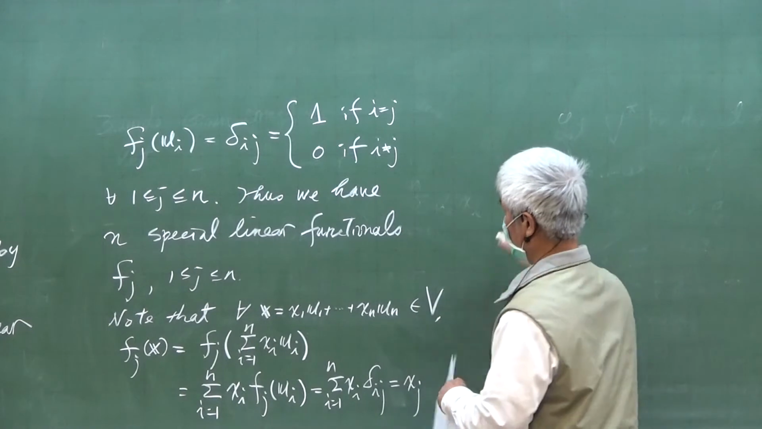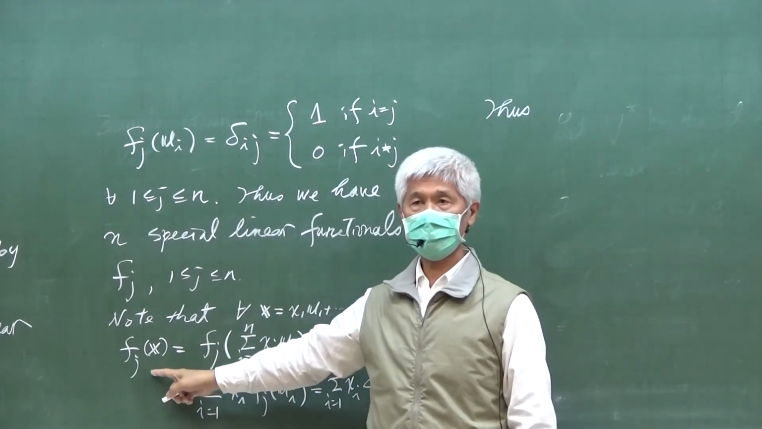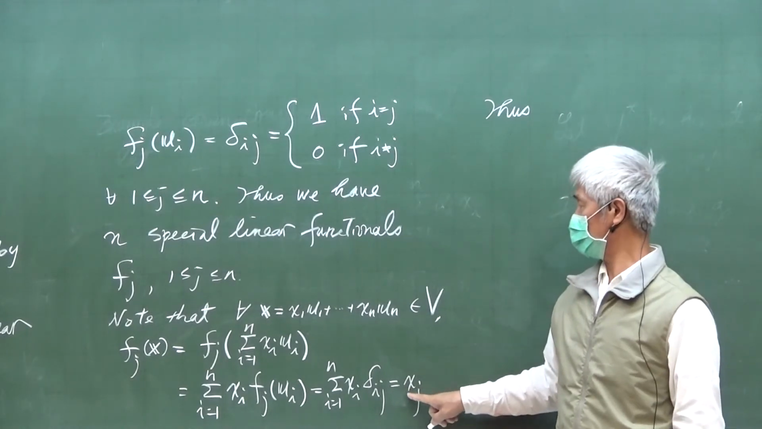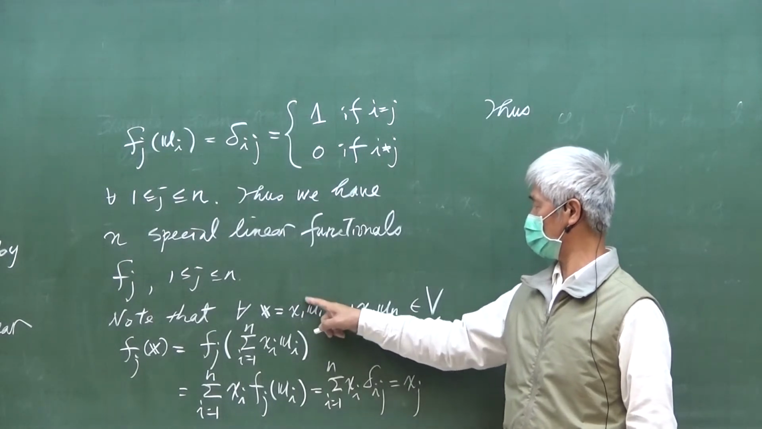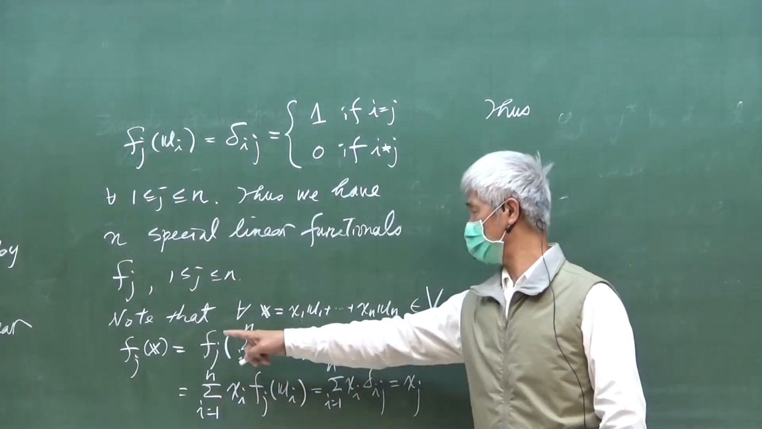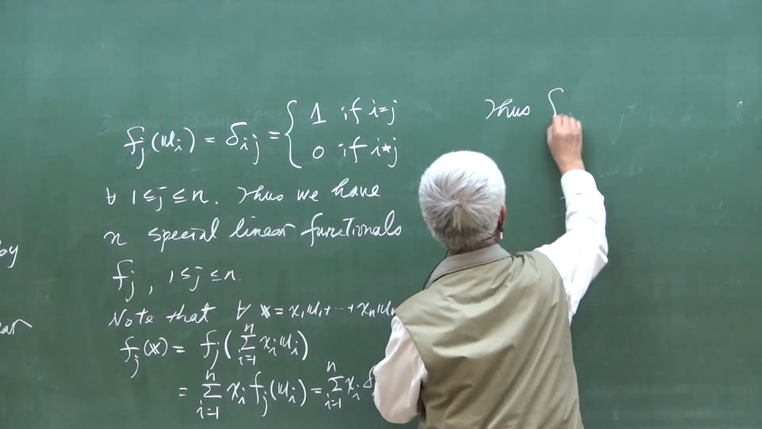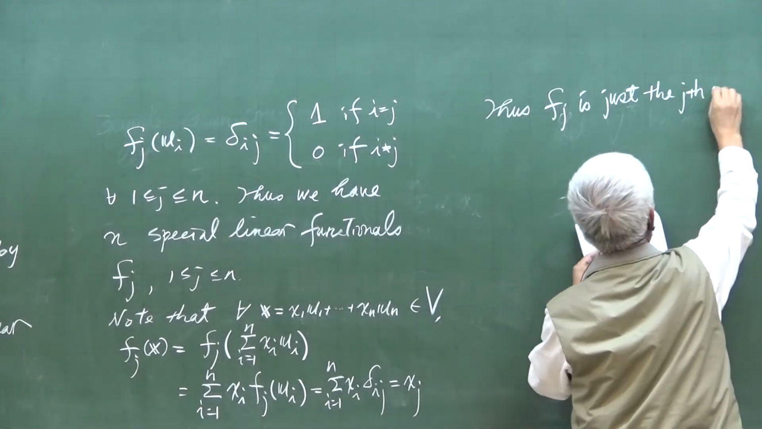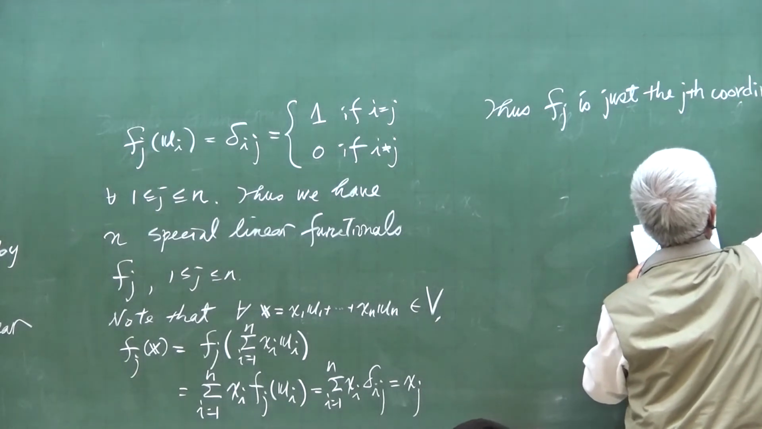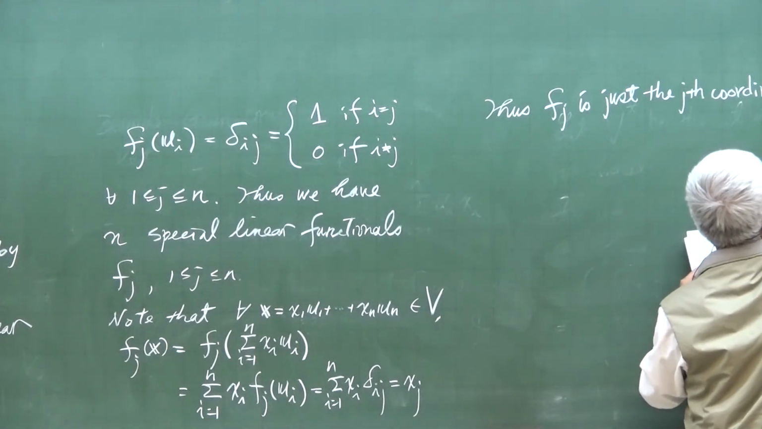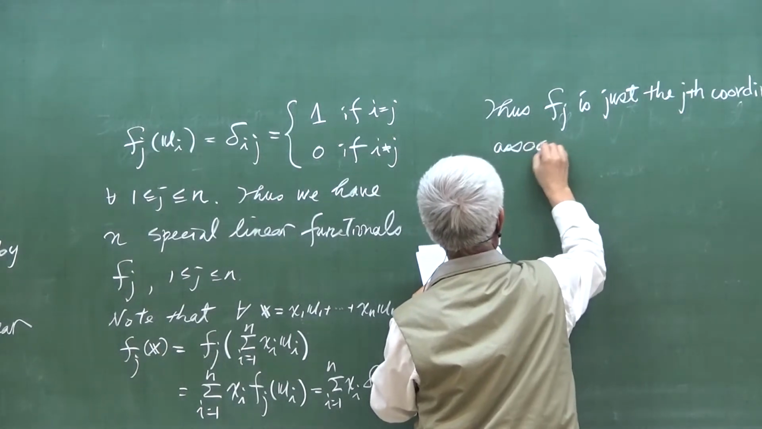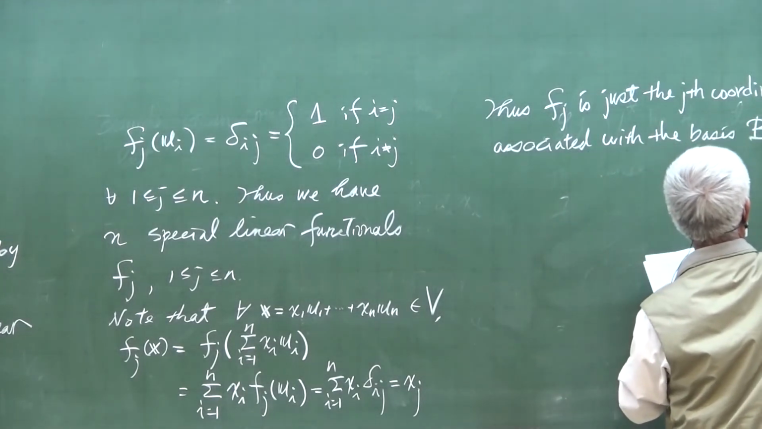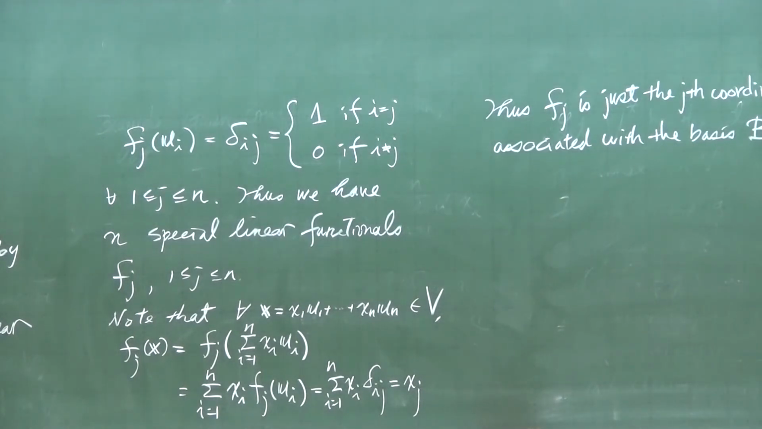So you can say f_j(x), so we apply the f_j functional on x, gives us the j-th coordinate. Because x_1 is the first coordinate relative to u_1, and x_n is the nth coordinate, so this gives us the j-th coordinate. So thus f_j is just the j-th coordinate function associated with the basis B. Okay? Right, so let's review again.